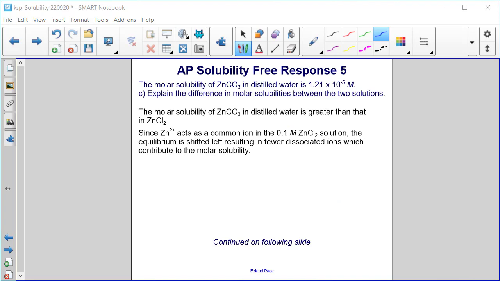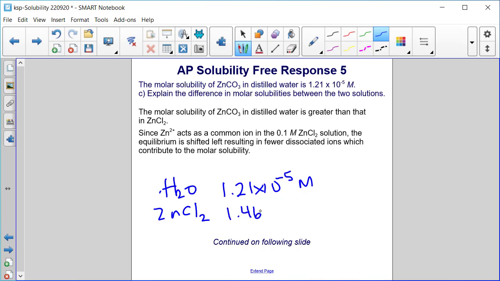Explain the difference in molar solubilities between the two solutions. So in water, the molar solubility was 1.21 times 10 to the minus 5 molar. And in zinc chloride, the molar solubility was 1.46 times 10 to the minus 9.